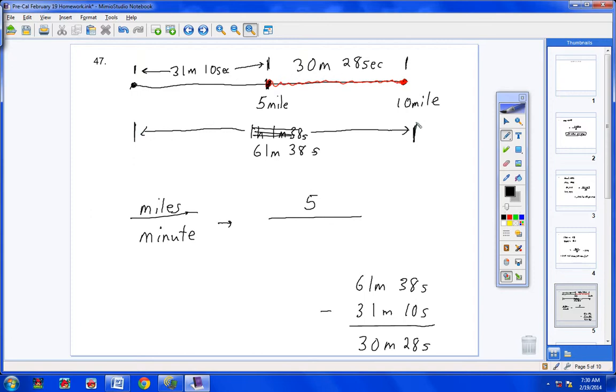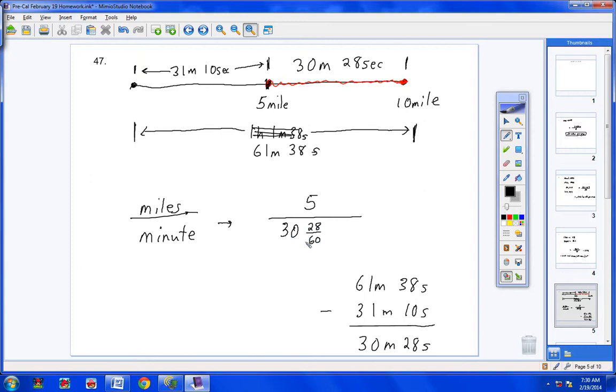So we had the whole time for 10 miles, subtract this time out, and you're left with this time here. So now I know what to put down here. I want it in minutes. I don't want the seconds. So the minutes would be 30. I would have 30, and then how do you make 28 seconds into minutes? Well, you put 28 over 60. You should know that. I mean, 28 seconds is 28/60ths of 1 minute. So I have 30 28/60ths of a minute.